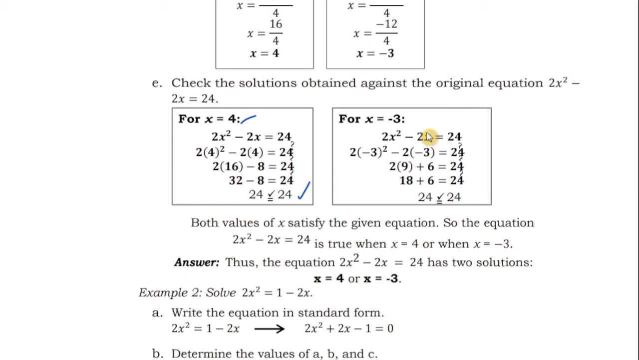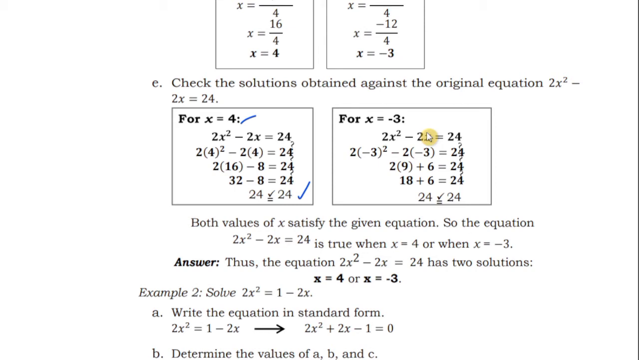Then the other x that we have is negative 3. Replacing it here, 2 times the square of negative 3 minus 2 times negative 3 is equal to 24. The square of negative 3 is 9, times 2 is 18. Then negative 2 times negative 3 is 6. So 18 plus 6 is equal to 24. So 24 is equal to 24. By the way, why do we have this kind of answer?